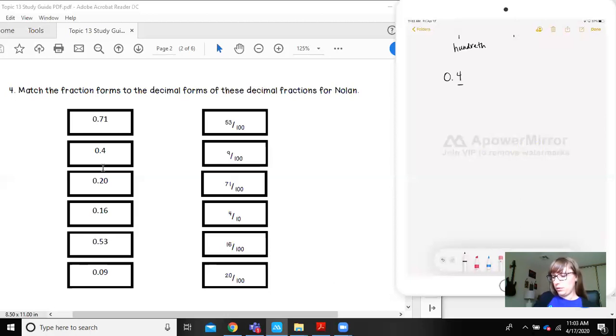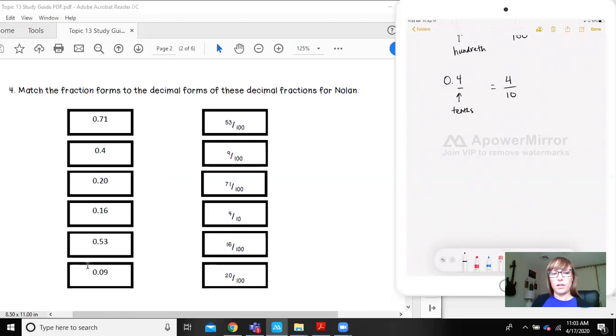0.4. Well, this we know is in the tenths spot. So that means we have 4/10. How I write 4/10 as a fraction is 4/10. Remember, we say it the same. So 4/10 would be matched to 4/10.